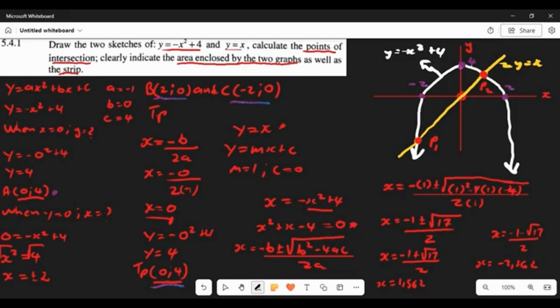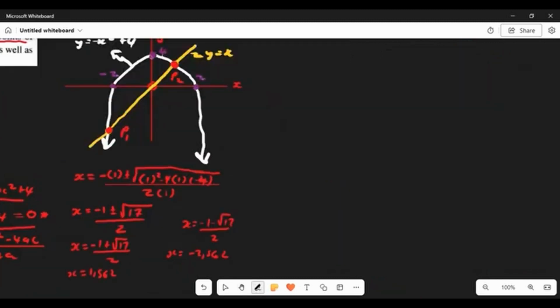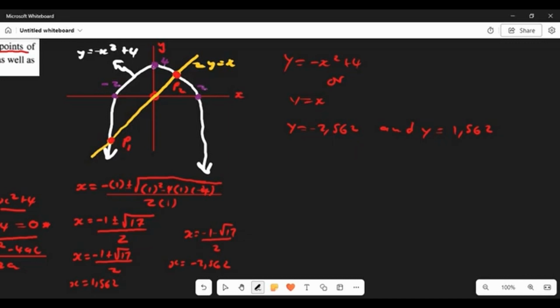I'm just going to create space so that we are able to find the y values of this intercept. There are two ways that you can use to find the y values. You can use y equal to negative x squared plus 4, or you can use y equal to x. Rather use the second one, guys, because you just say x is equal to y. That's it. Whatever x is, that's y. So we can say y is equal to negative 2.562, and y is also equal to 1.562.